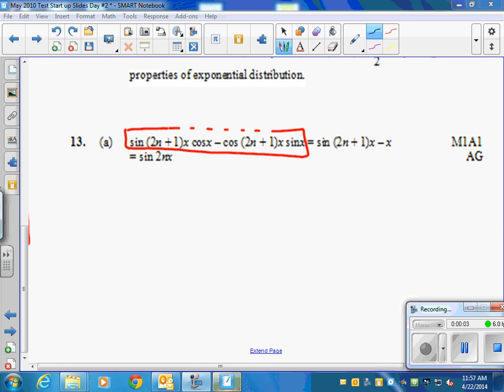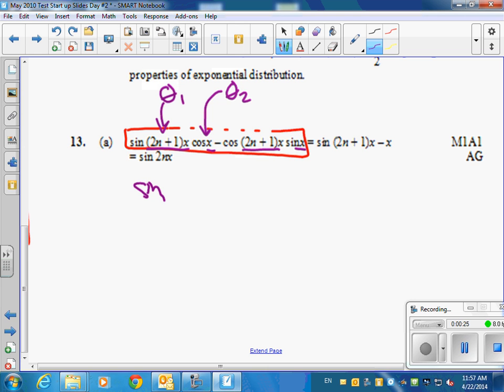Problem 13 is a trigonometry mathematical induction problem. This group saw that theta 1 is going to be (2n plus 1) times x, and theta 2 is just x. Since you have the sine-cosine, cosine-sine pattern, you have the sine of theta 1 minus theta 2. Theta 1 was 2n times x plus x, and theta 2 is x.